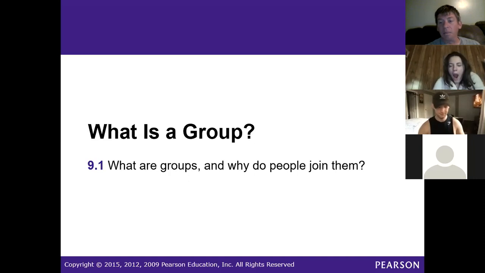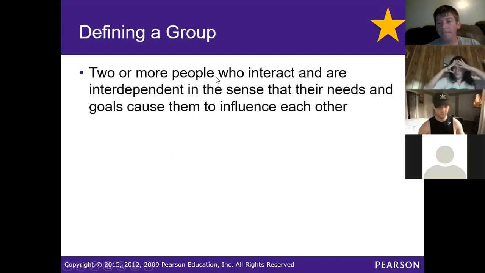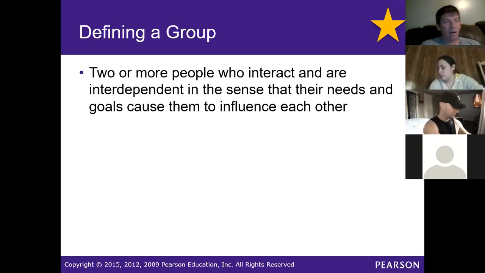Okay, right. So there are very simple parts of a group. It's two or more people who interact and are interdependent, and that means they're relying on one another in the sense that their needs and goals cause them to influence each other. Very simple, very obvious. Now we could get down into what the things are that impact the group. A good example would be language, right? Having a similar language, and very basic stuff like even birds of different species don't communicate using the same bird songs or calls. So that in and of itself will help form the group, having a similar repertoire.